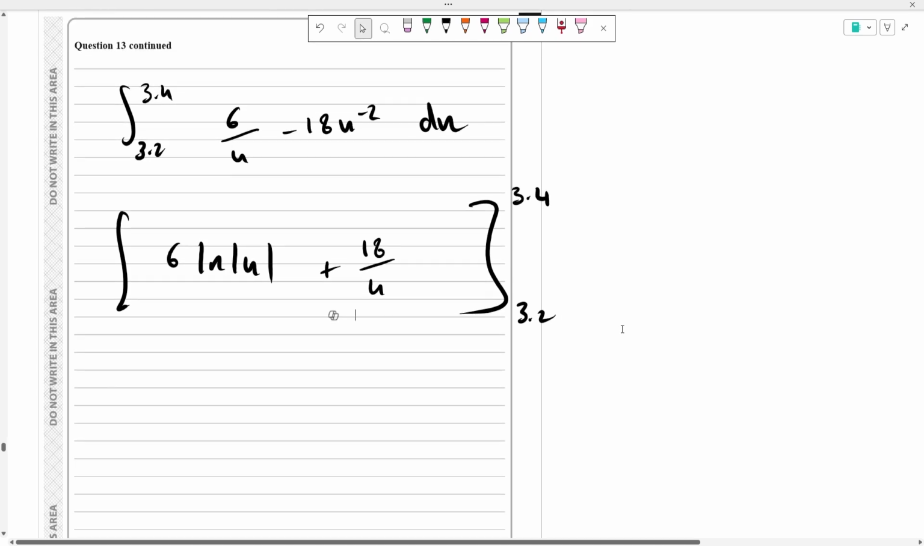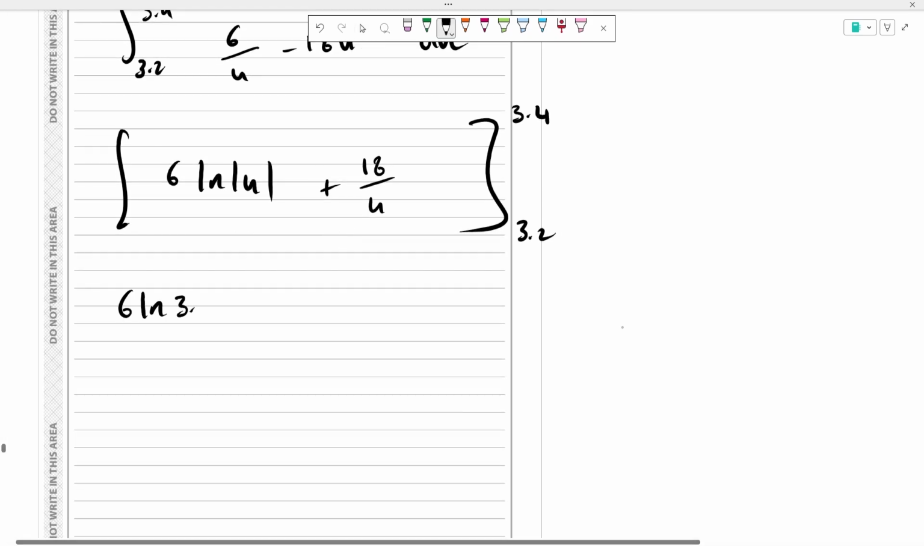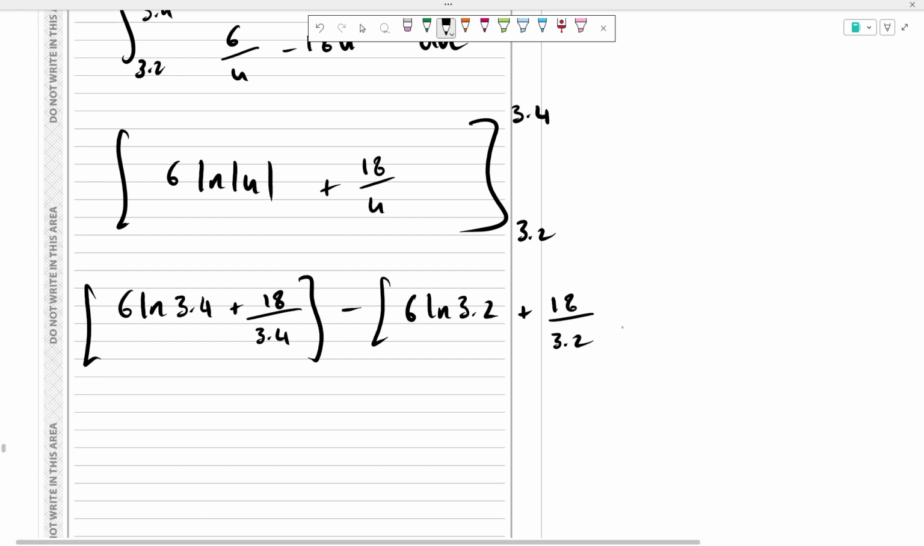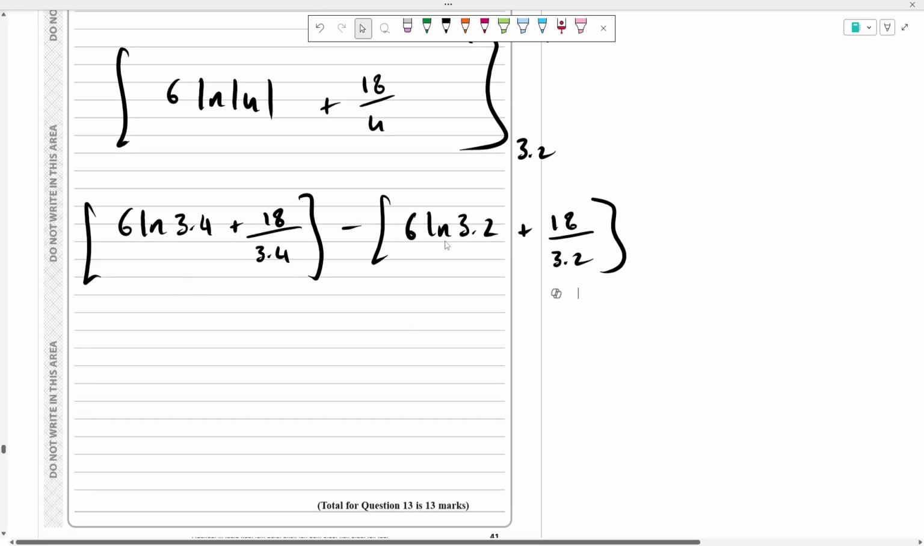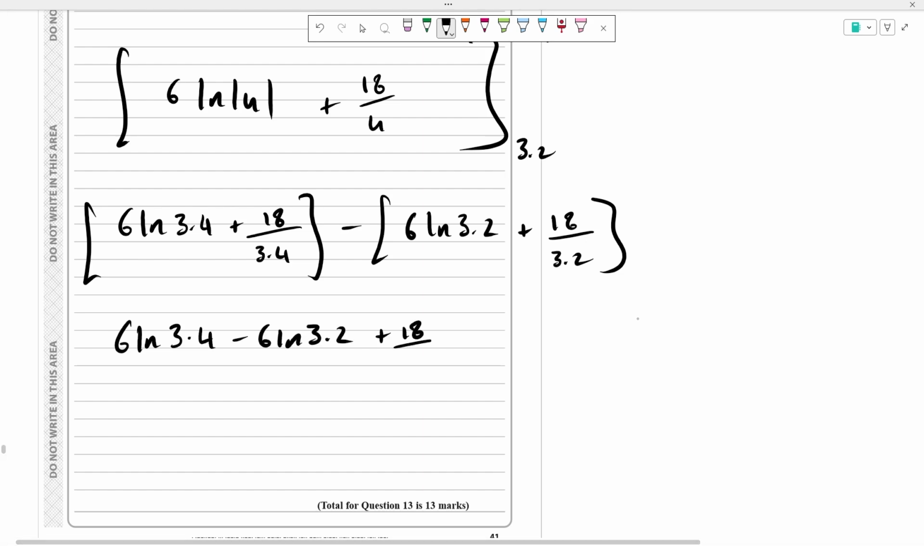Now let's start to substitute some limits in. We end up with 6 ln of 3.4 plus 18 over 3.4, minus 6 ln of 3.2 plus 18 over 3.2. I'm going to simplify these fractions later on. So this becomes 6 ln 3.4 minus 6 ln 3.2 plus 18 over 3.4 minus 18 over 3.2. Okay, so essentially what I've done is I've distributed the minus for each of these, and I've combined the ln's together and my constants, my numbers here, together.